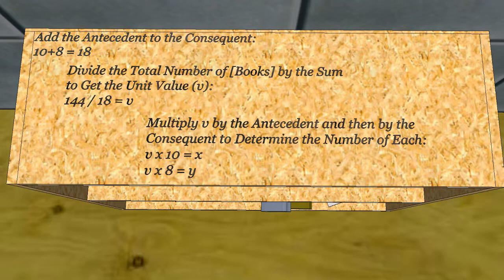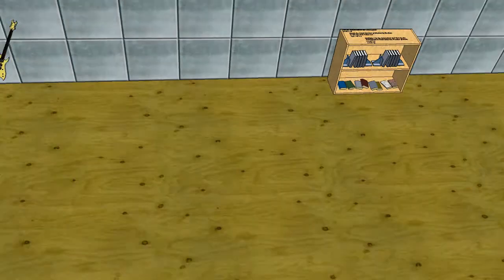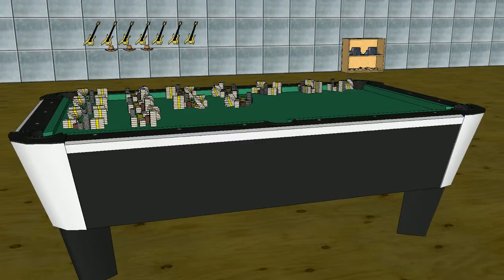The problem only calls for the total number of reference books, so I take 8 times 10, and it's going to give me 80. I have 80 reference books. Now I've got this one solved. I can move on to the third and final problem, where I'm looking at a billiards table.